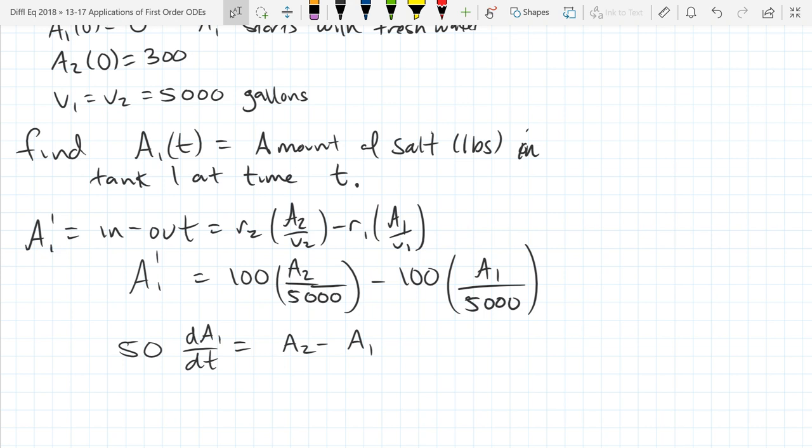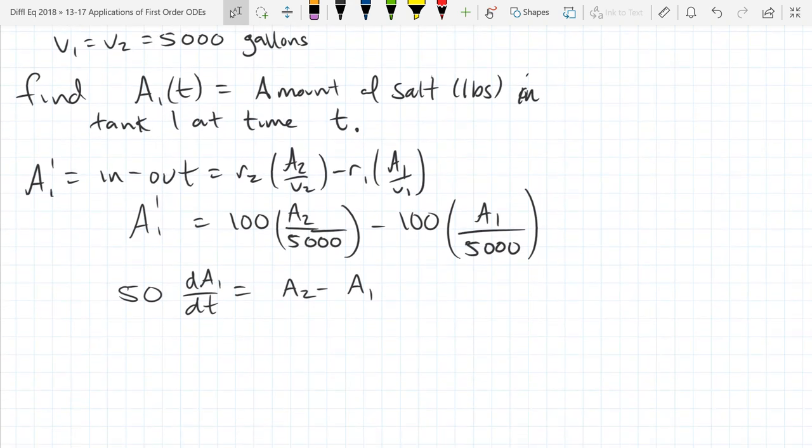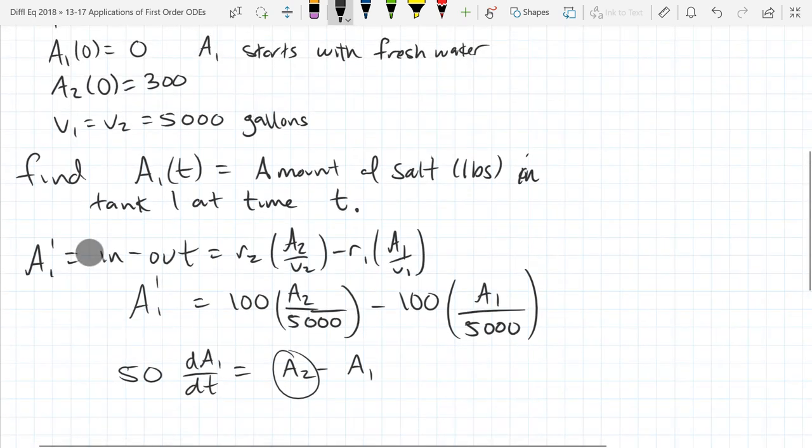So I want to multiply by dt. I'm just worried we have three variables here. I want to be in two variables. So how in the world can I get rid of A2? I've got dA1 and A1, and I'm trying to solve for A1 anyway, so it would be pointless to get rid of that. How am I going to get A2 out of there?